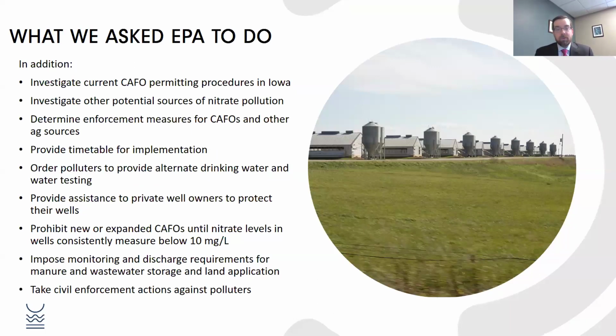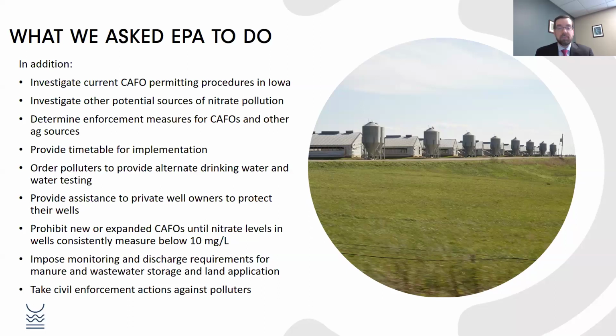Beyond what EPA did in Minnesota, we asked for some additional steps. Minnesota has several different programs that Iowa does not have. That includes things like permits for a large number of concentrated animal feeding operations. Minnesota issues permits or issues a general permit covering more than 1,200 facilities. Iowa has even more concentrated animal feeding operations, but fewer than 200 of those with permits under the Clean Water Act. We also asked the EPA to investigate other potential sources of nitrate pollution. We know that there could be sources other than CAFOs.